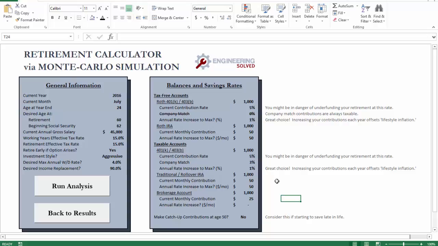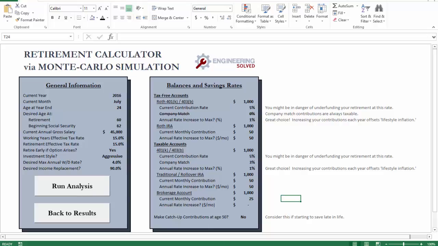So here we basically have an input spreadsheet with general information based on your age, your goals, your risk tolerance, your current retirement balances, your savings rates, and maybe a few decisions as well. What this tool does is run thousands and thousands of Monte Carlo simulations at once.